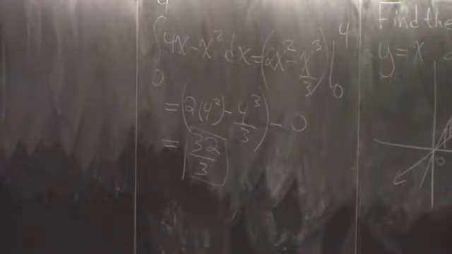You got them backwards? Yeah, you had it backwards. Because it's the top curve minus the bottom curve. You did the bottom curve minus the top curve. Right? You want what's on top minus what's on the bottom.